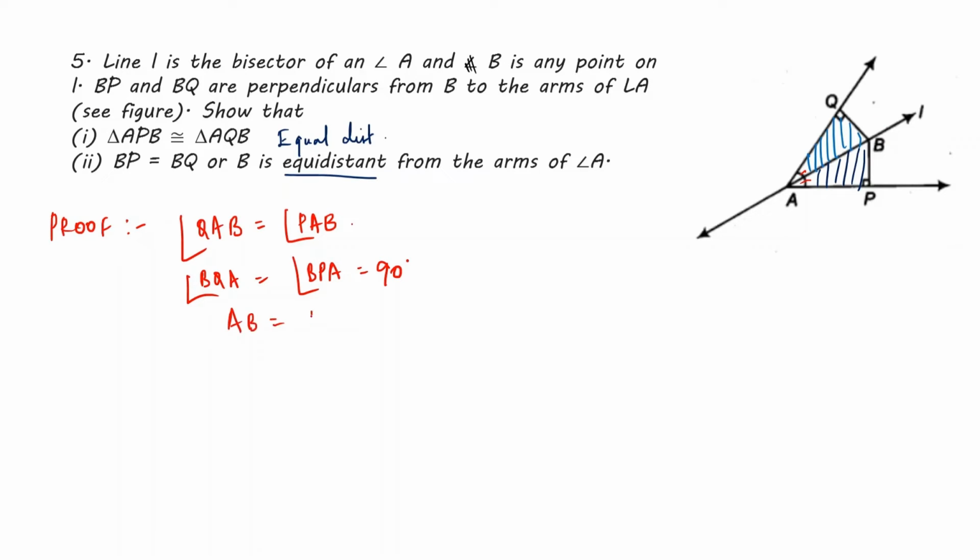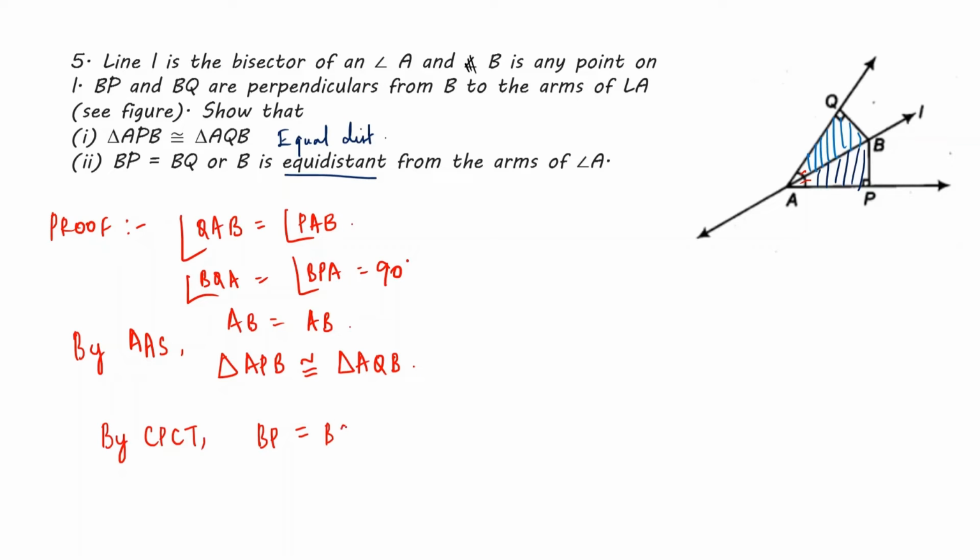From the figure, we could also say that AB equals AB, because AB is a common side in both the triangles. Thus, by AAS congruency rule, angle side, we could say that triangle APB is congruent to triangle AQB. Also, by corresponding parts of congruent triangles, we could say that side BP equals side BQ. Hence, B is equidistant from the arms of angle A. Hence proved.